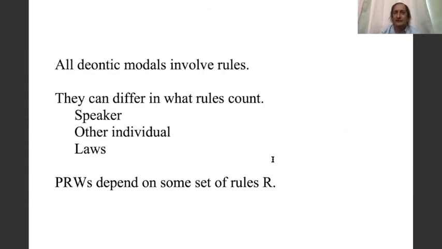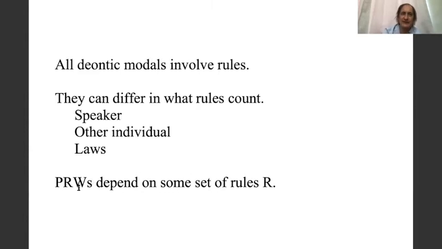So all deontic modals involve rules or requirements of some sort, but they can differ in what rules count. It could be the speaker's rules or requirements. It could be John's wife's requirements. It could be the laws. So the perfect rule following world is not an absolute thing. What worlds count depends on what rules you look at.